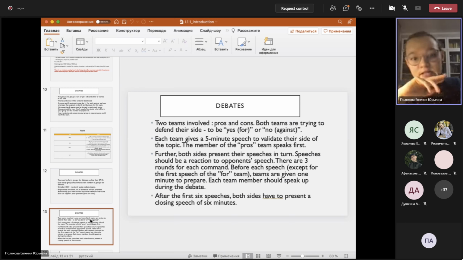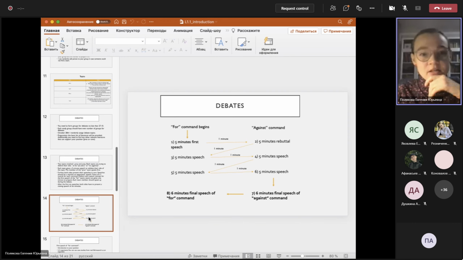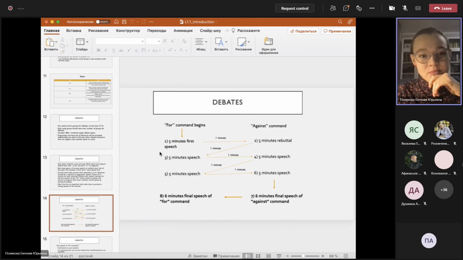After the first 6 speeches, so like 1 introduction speech and 5 small speeches when you try to oppose the arguments of other teams, both sides have to present a closing speech of 6 minutes. So you have one speech to prove that your side is right, and then you need to conclude your position. Basically it looks like that. Maybe it's more understandable in this way.